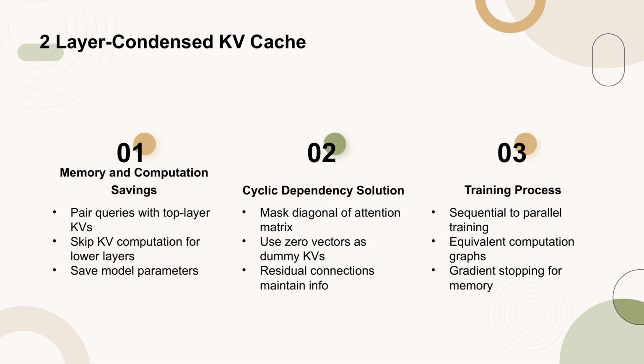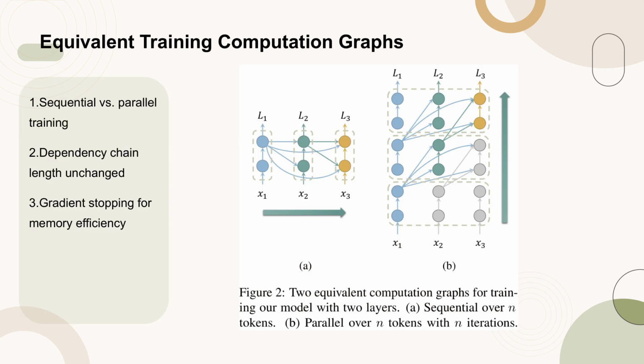In this section, we discuss the layer-condensed KV cache method, which significantly reduces memory and computation requirements. By pairing the queries of all layers with the key-value pairs, KVs, of only the top layer, we avoid the need to cache or compute KVs for lower layers, thereby saving both memory and computational resources. Additionally, this approach also saves model parameters by no longer requiring the weights that map hidden representations to KVs for these layers.